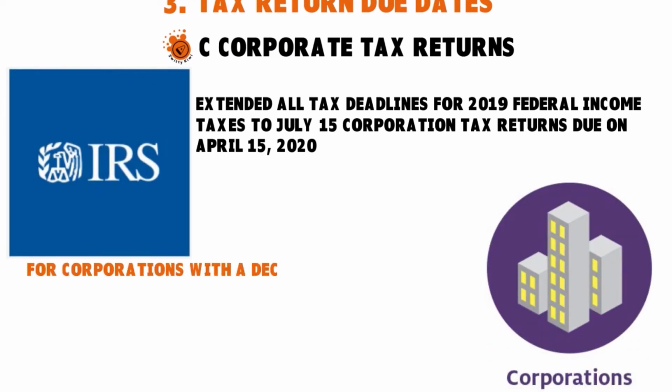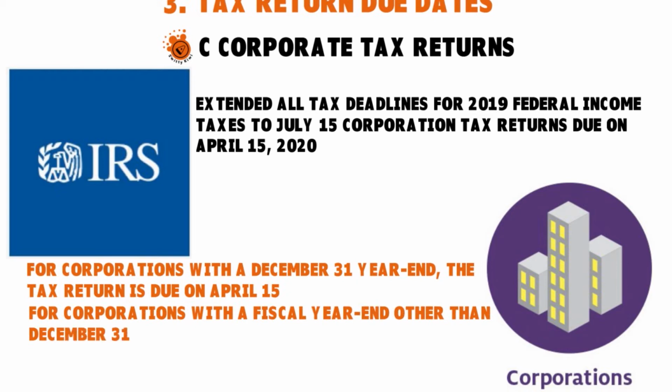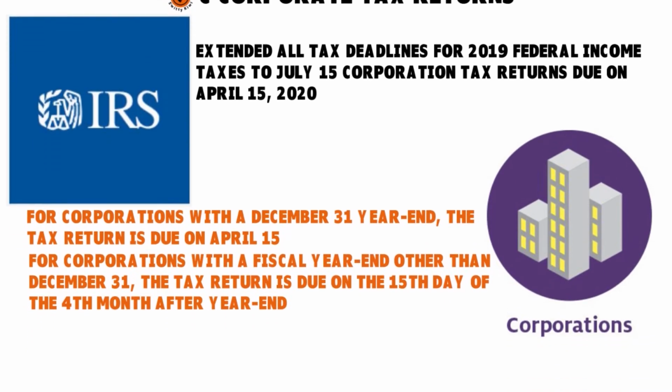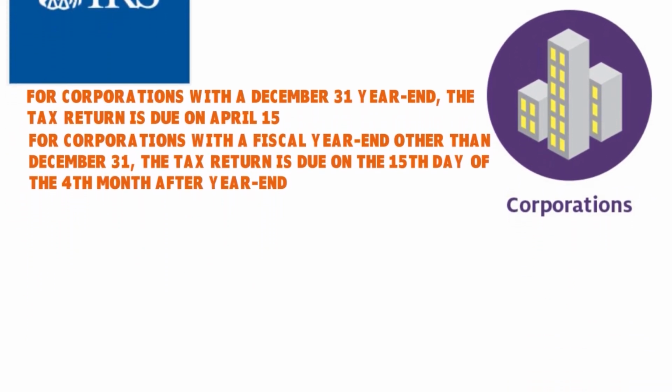For a corporation with a December 31st year end, the tax return is due on April 15th. For a corporation with a fiscal year other than December 31st, the tax return is due on the 15th day of the fourth month after year end. So, for example, if you elect to have your business and its fiscal year end on January 31st, your company's tax return will be due on May 15th.